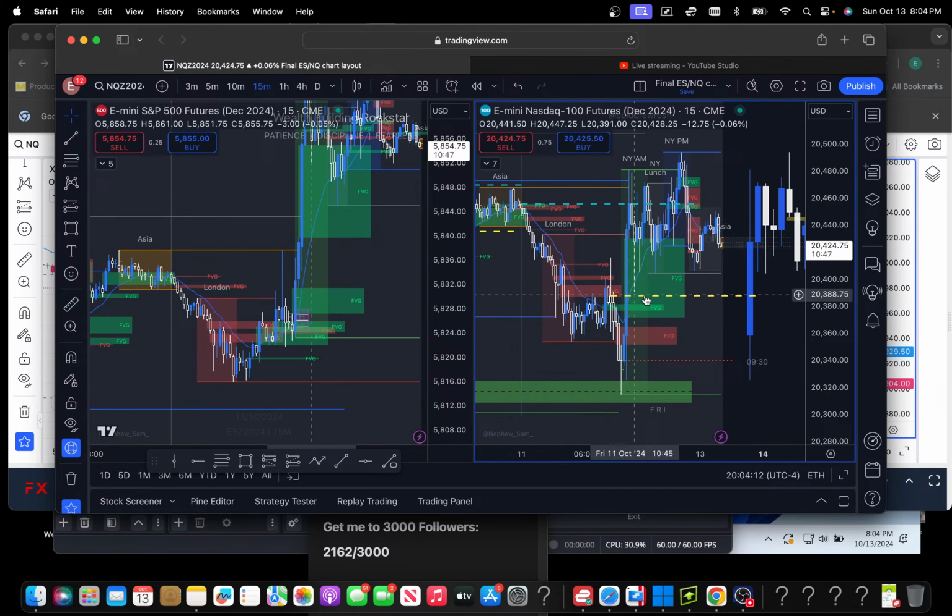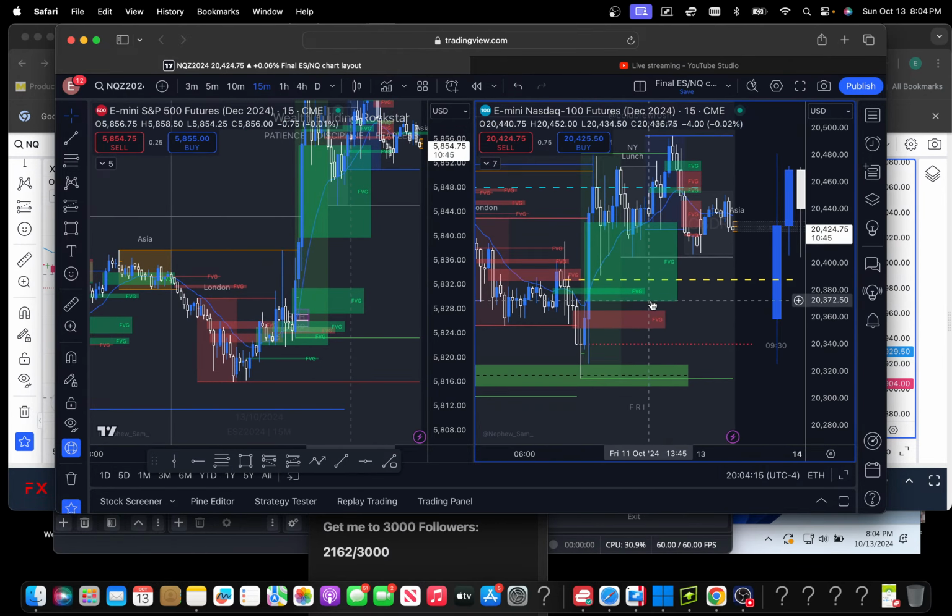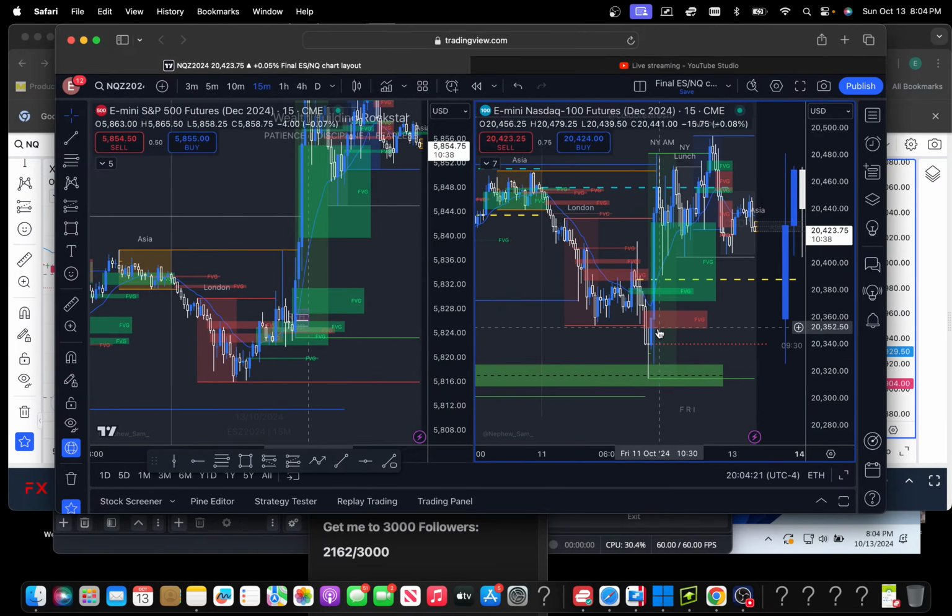I like the 8:30 open the most, and then 9:30. This 9:30 open you have to get on the ICT everything indicator, which usually you use just for the opens.